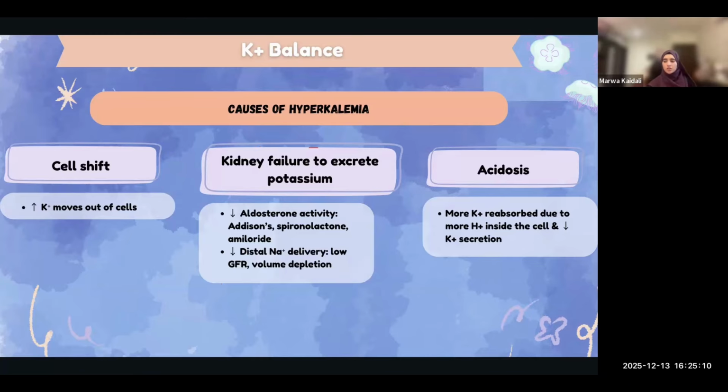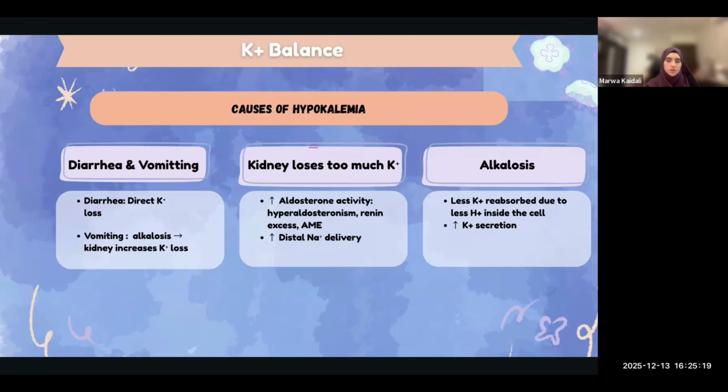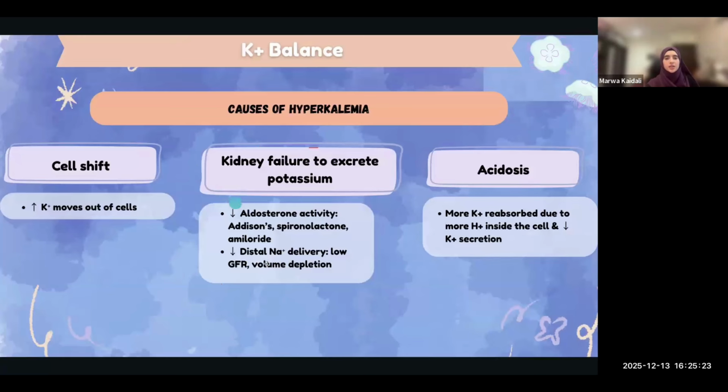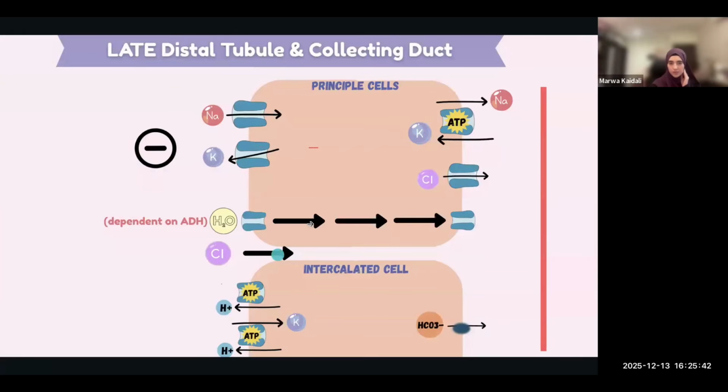Okay. Now, another cause for hyperkalemia is when the kidneys fail to excrete potassium. And it's basically the opposite of what I just explained. So in hypokalemia, we talked about how too much aldosterone and too much sodium delivery can cause hypokalemia. But now here we're saying low aldosterone, because aldosterone causes secretion of potassium. So if we have low aldosterone, we're going to have hyperkalemia. And same thing for sodium delivery. When we have lower sodium being delivered to the late distal tubule and collecting duct, we're going to have lower potassium secretion. Same mechanism that I explained earlier.